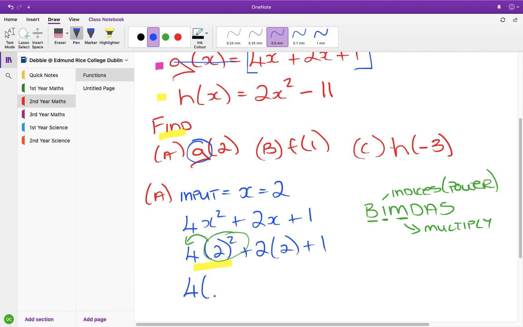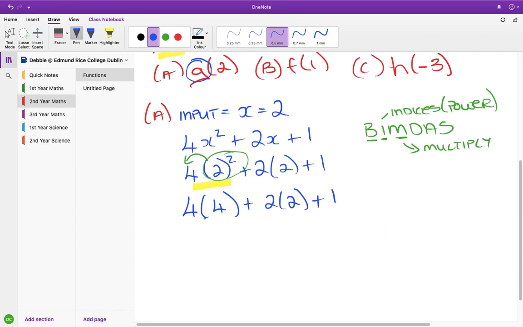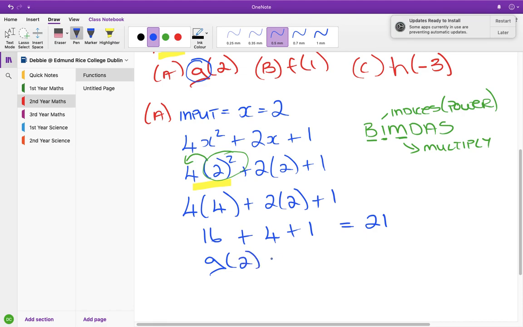So 2 to the power of 2 is 4, and then plus 2 bracket 2 plus 1. So I didn't do anything with the rest of that there. 4 times 4 is 16, plus 2 times 2 is 4, plus 1, so that is 21. So g of 2 is 21. And that's our answer to A.